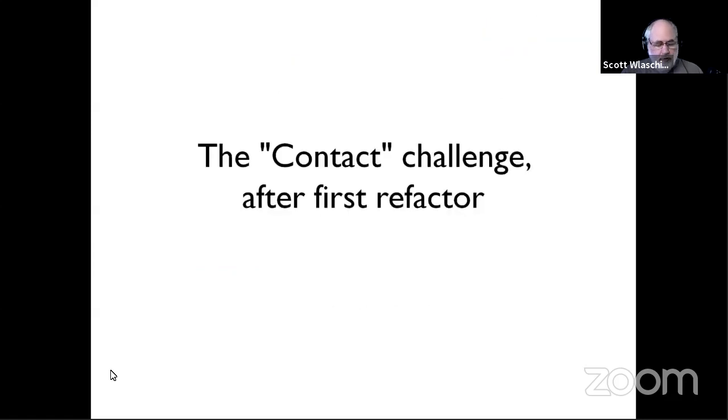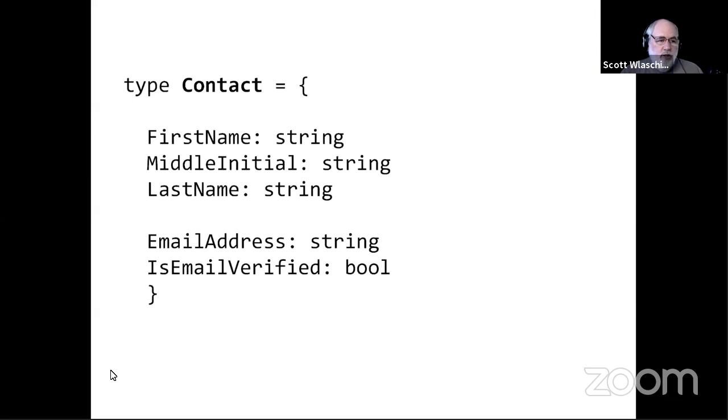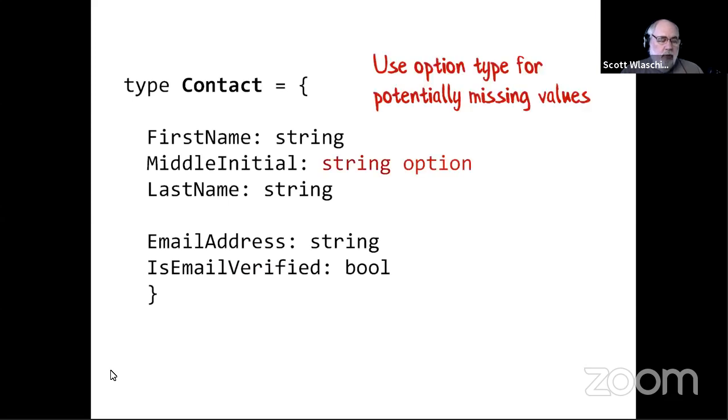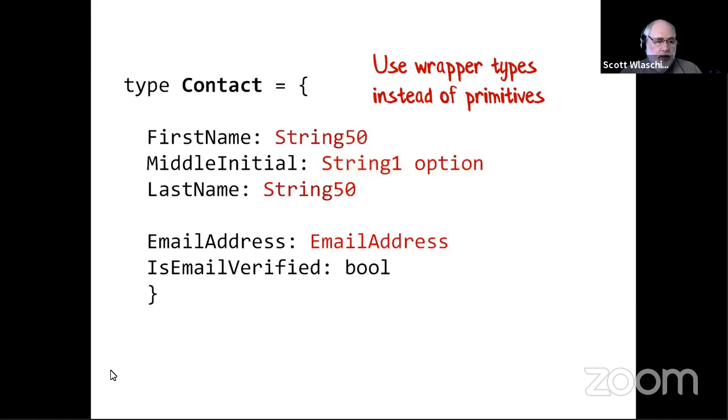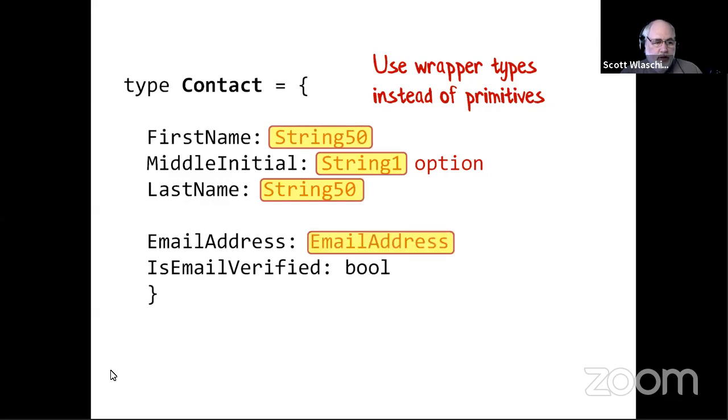So let's look at after the first refactor. Let's see where we are. This is what we started with. Okay, and we started using the option type for missing values. That was good. And then the second thing we did is we used wrapper types instead of primitives. So a string 50 and a string 1 and an email address. So no longer strings, and strings are now wrapper types.